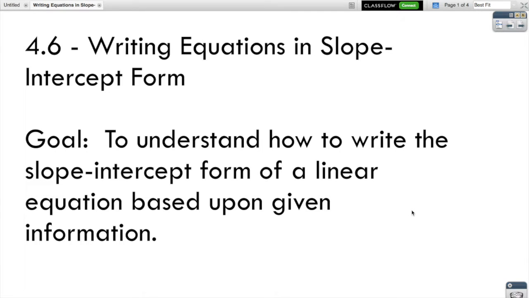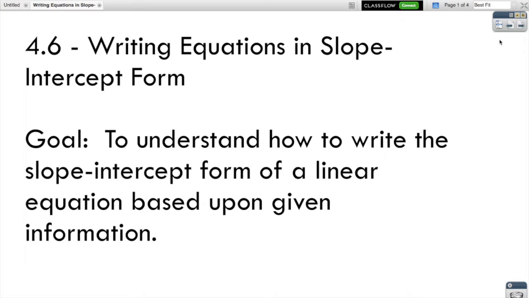All right, this is lesson 4.6, writing equations in slope-intercept form. Now, I know we've already talked about slope-intercept form and how to use those to graph, but basically what we're doing today is we're trying to see, do you understand this literally forwards and backwards? So your goal today is to understand how to write the slope-intercept form of a linear equation based on given information. So in other words, we're not coming up with a graph, we're coming up with the actual equation.